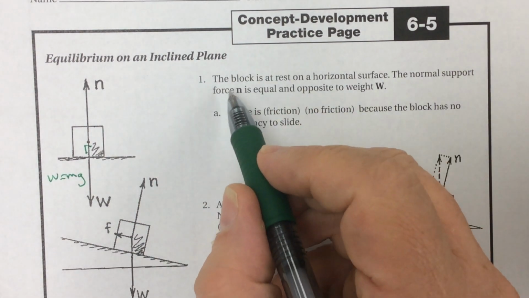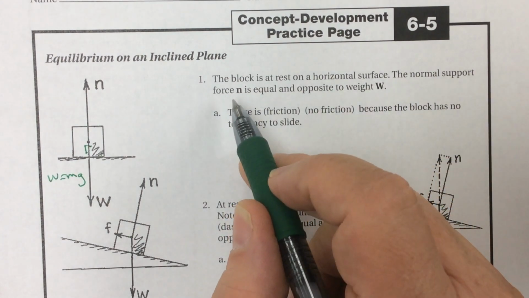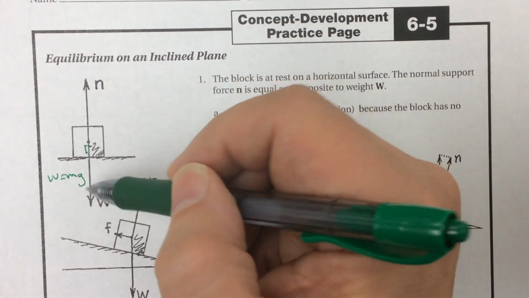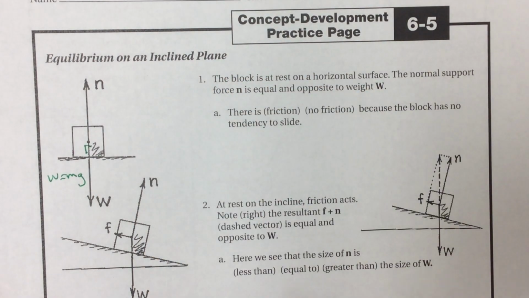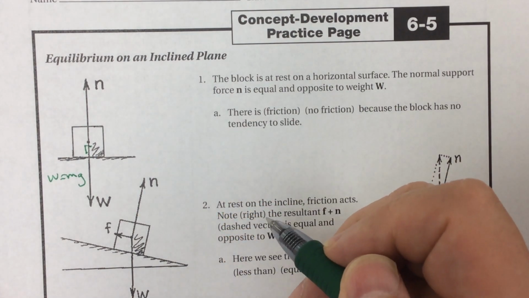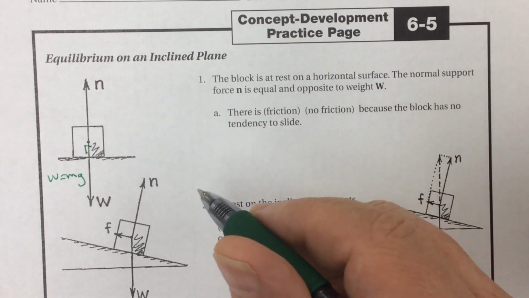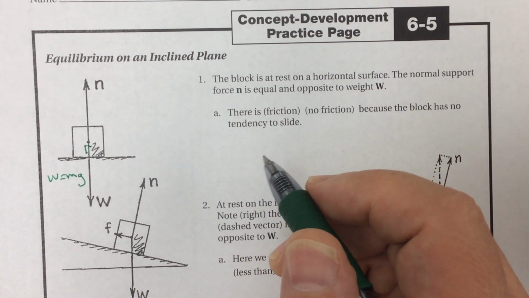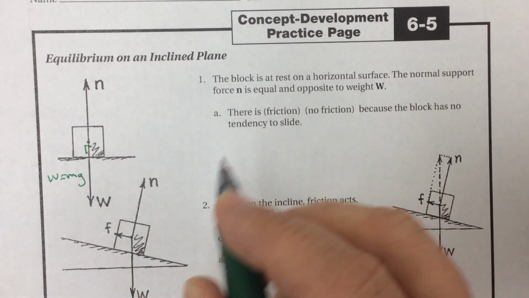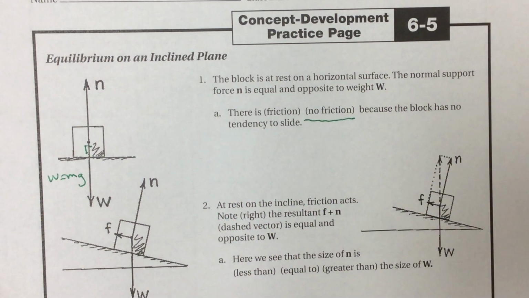So in this case, the block at rest on a horizontal surface, the normal support force N is equal and opposite to W. Whatever W is, N is going to be equal. So this is at a zero incline. There is no friction here because the block doesn't have a tendency to slide. Friction only works opposite to motion, so in a case where there's no tendency to slide, there is no friction. Friction is always a countering force to forward motion.